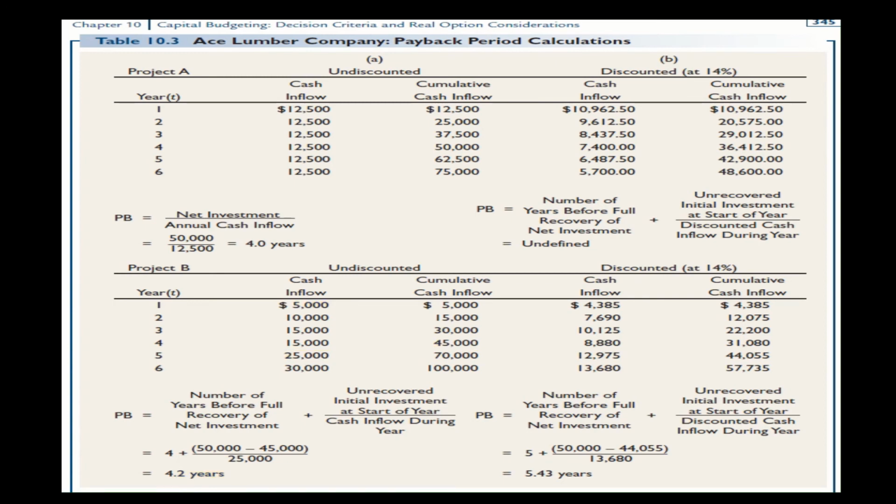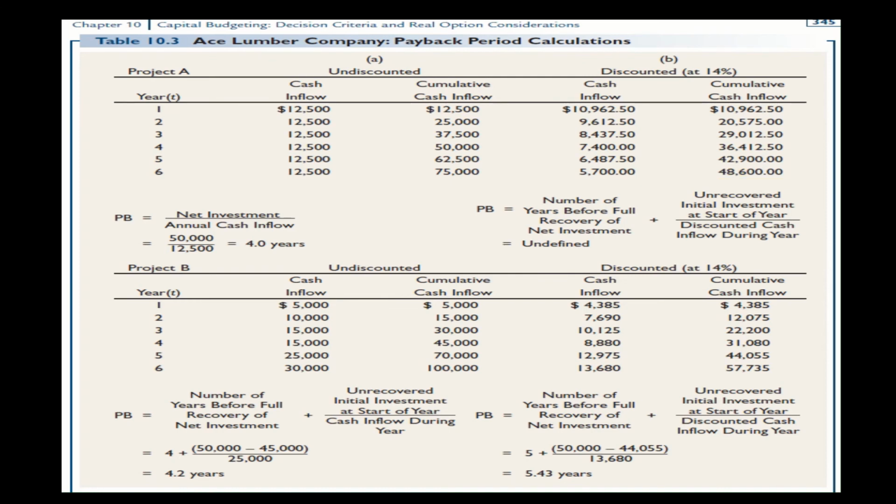So, kining next is discounted payback period. So, ang discounted payback period na-occur tungod sa first criticism sa undiscounted payback period. Ang iyang disadvantage is it ignores time value of money. Maong ginhimo na ang discounted payback. So, para sa Project A, using discounted payback period, ang answer is undefined. Tungod kay, kung atong tan-awon ang cumulative cash inflow, 48,600 ra. Ang net investment is 50,000. Pasabot, wa na-recover ang 50,000 nga net investment.